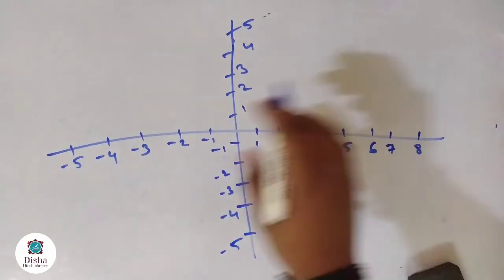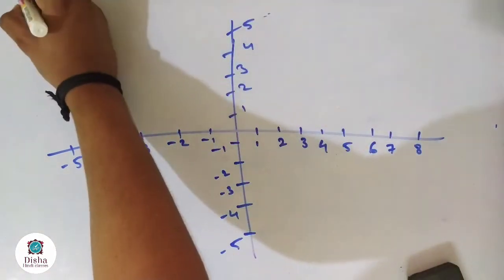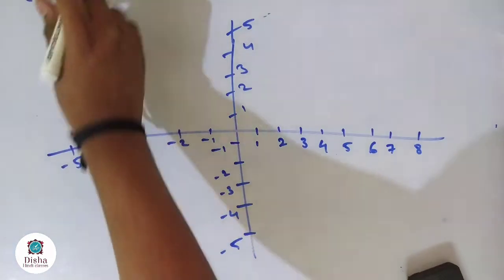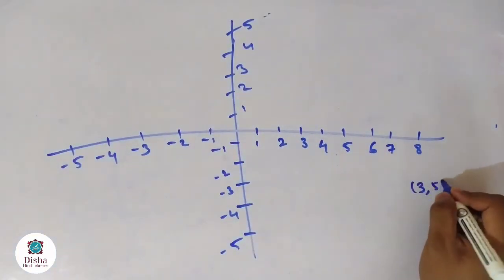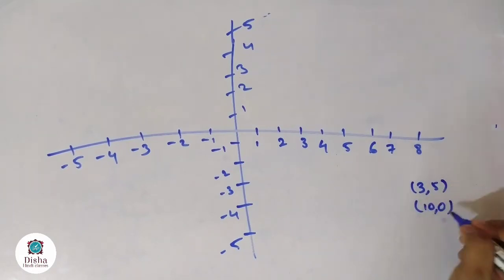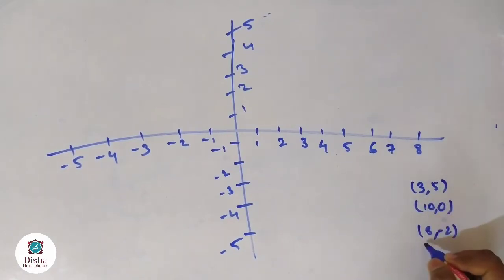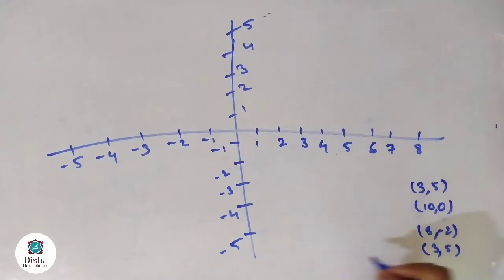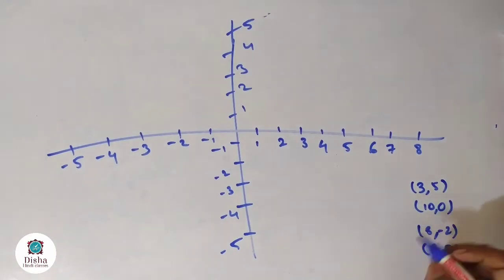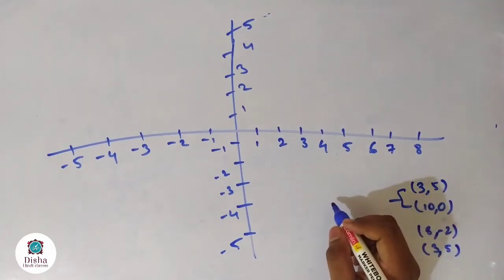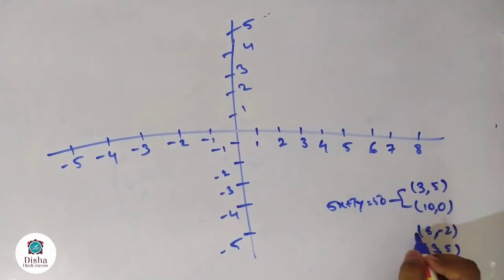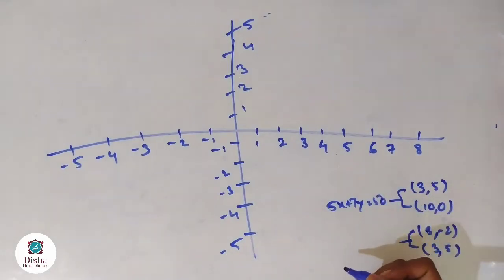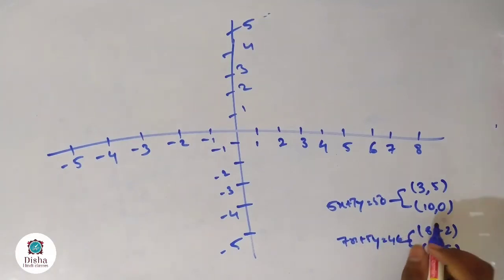So here we have a rough graph. So what were the points we got? Sorry, it is not visible there. I'll write here. We got the points 3 comma 5, 10 comma 0, 8 comma minus 2 and 3 comma 5, right? So these were for the equation 5x plus 7y equals 50, and these for the equation 7x plus 5y equals 46.